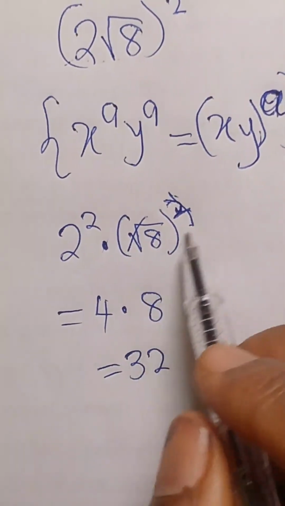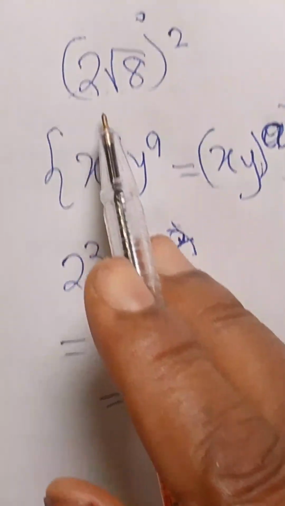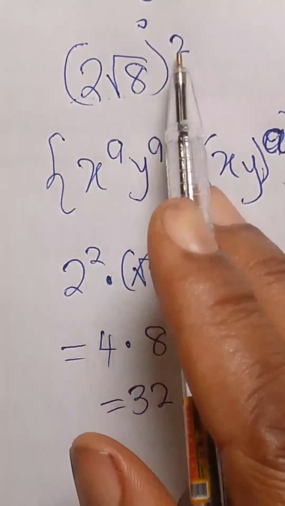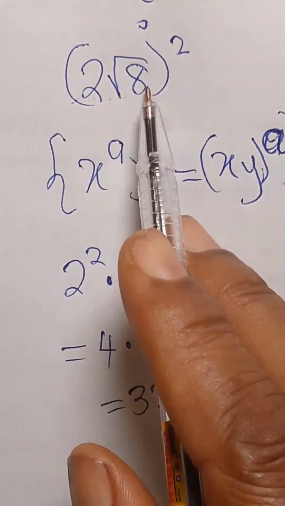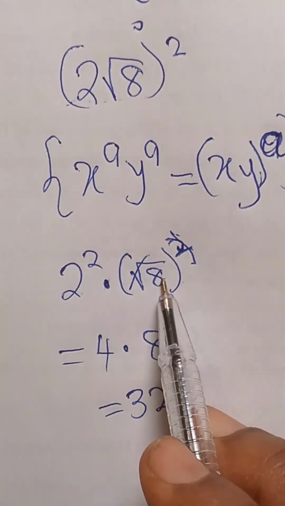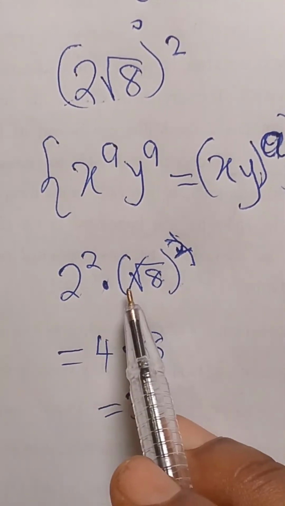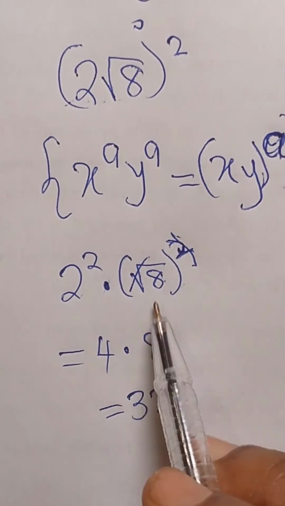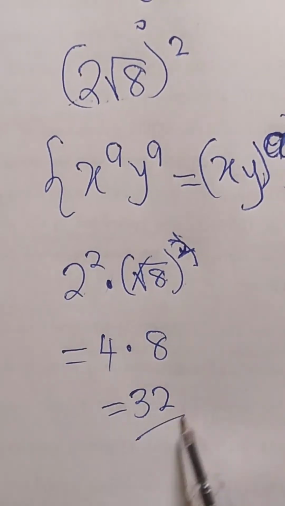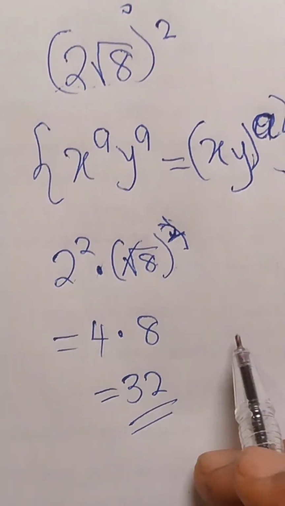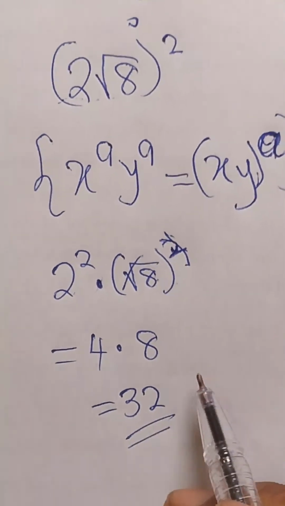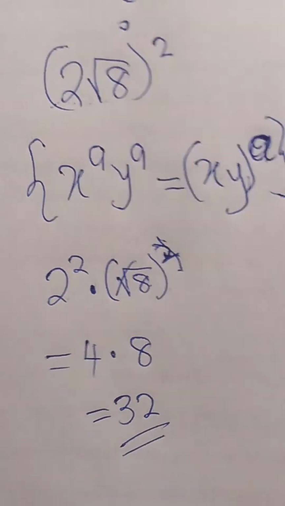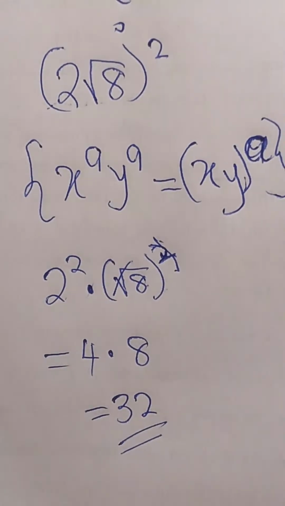I hope you understand what I did here. Now we have 2 root 8, all squared. So we square here, we square here. We square this, we square this. Whenever you square a square root, it clears the square root. We just cleared it and we have this. All right, so the answer is 32. I hope you understand. If you don't understand, just tell me, then I can explain it more so that you understand. Then we have question number 10.